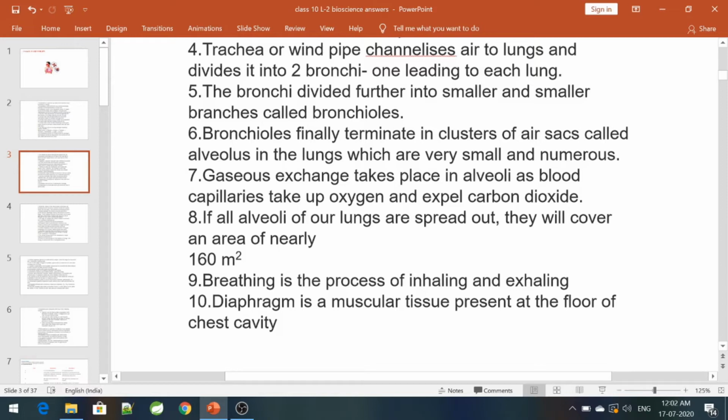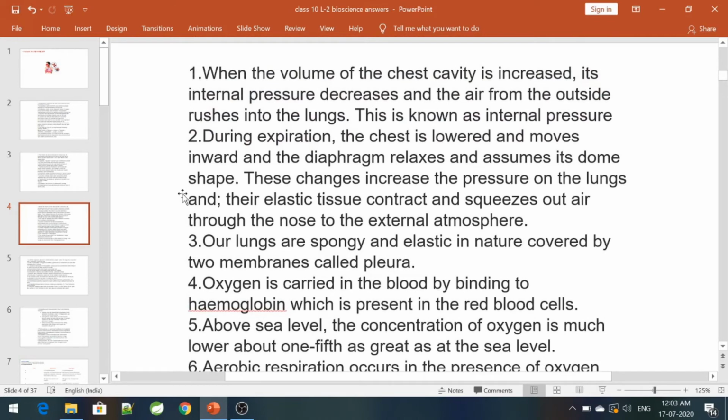Breathing is the process of inhaling and exhaling. Inhaling means taking in oxygen and exhaling means releasing carbon dioxide. The diaphragm is a muscular tissue present at the floor of the chest cavity. Below our chest, what is present? The diaphragm. When the volume of the chest cavity increases, its internal pressure decreases and the air from outside rushes into the lungs.